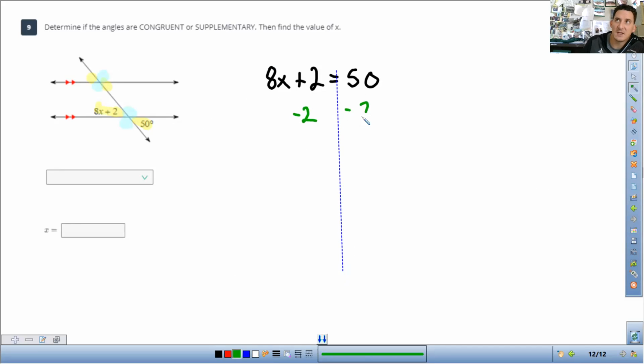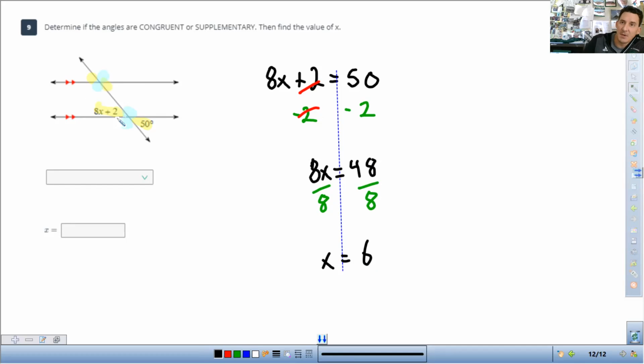Subtract 2 from both sides. Plus 2 minus 2 cancels out. You get 8x. Oh, I want that in black. 8x is equal to 48. And then divide both sides by 8. You get x is equal to 6. Again, since they're the same color, they are congruent. They are the same measure, same color, same measure. X equals 6.